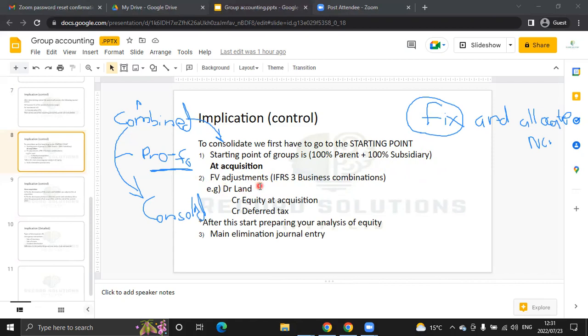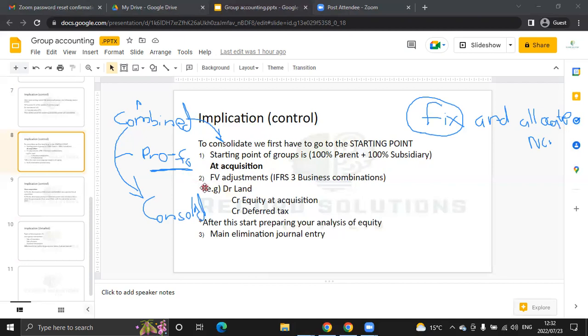Now, let's say something like PPE again, in the subsidiary's books. Most probably it will be at cost, right? And what did you do at the beginning of the year? This is what you did: you said 100% of parent plus 100% of the subsidiary. And now the first entry, I said, we have to do fair value adjustments, right? Okay, before I go to the example, we have to do these fair value adjustments.